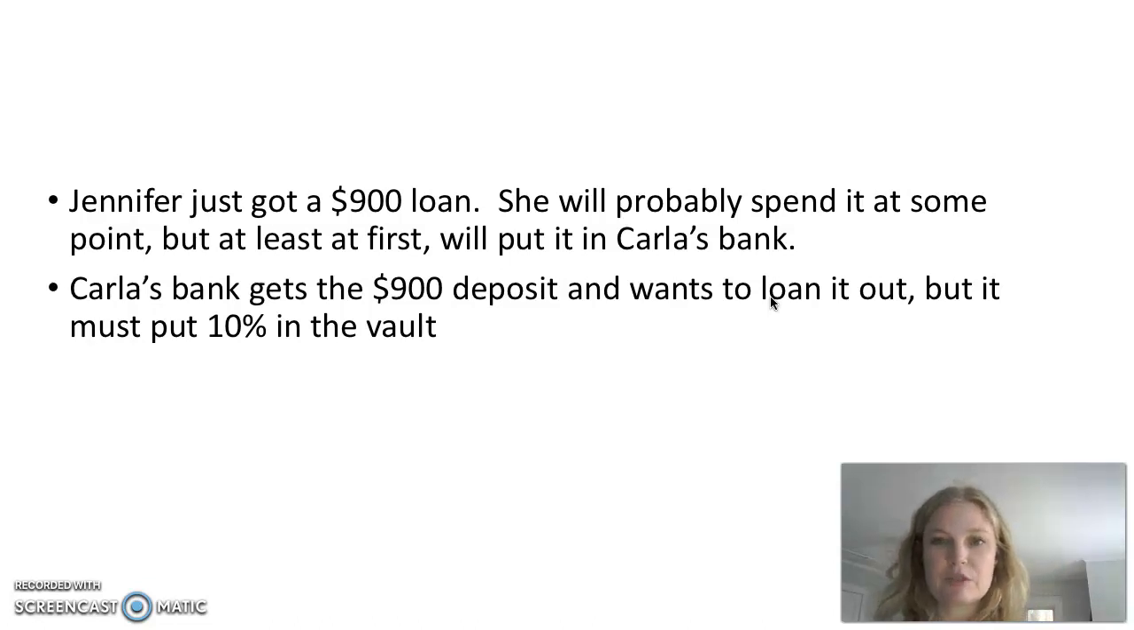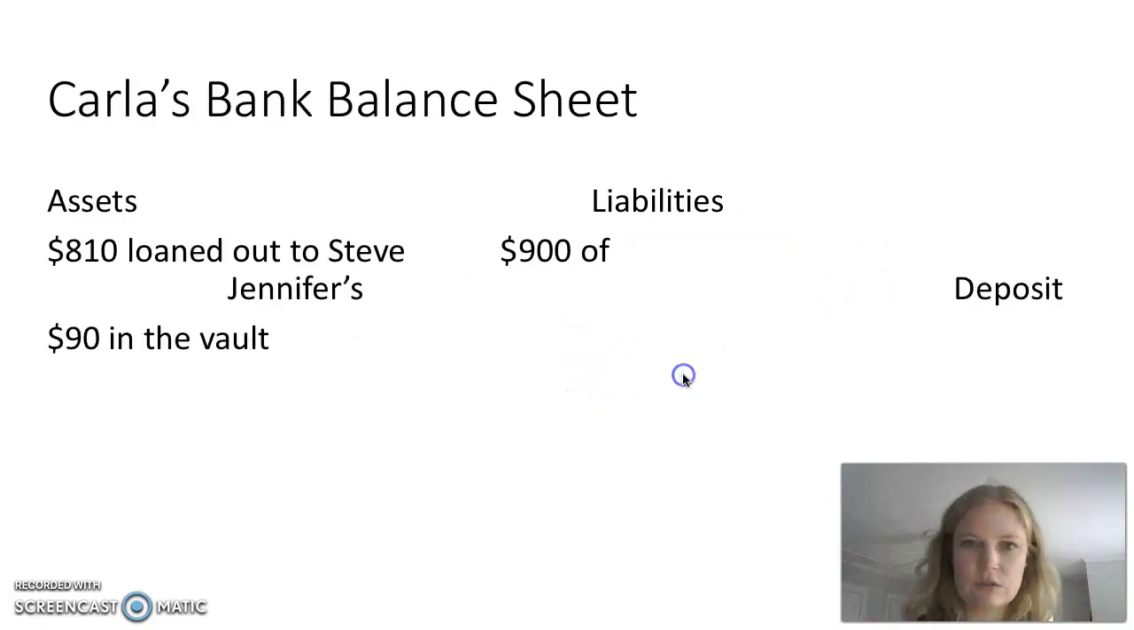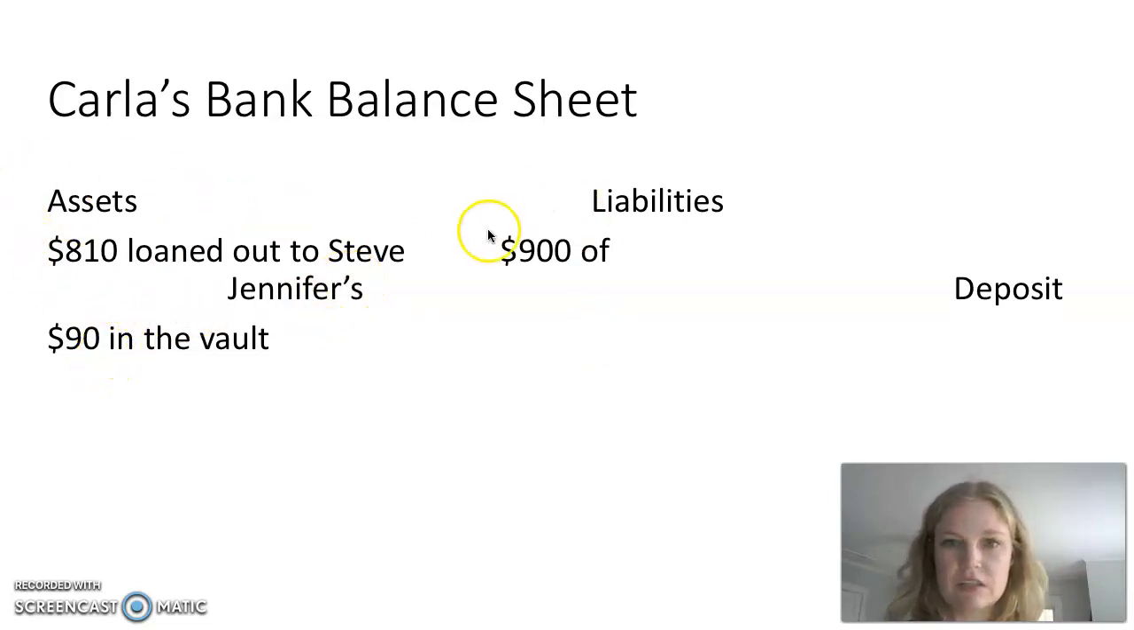Okay. So Jennifer, she just got a $900 loan. She would probably spend it at some point, but at least at first she's going to put it into Carla's bank. So Carla takes that $900. She has to put 10% in the vault. She's going to lend the rest of it out. Okay, so we've got Carla's bank balance sheet. She loans out $810 to Steve, puts $90 in the vault. Her liabilities is $900 to Jennifer.